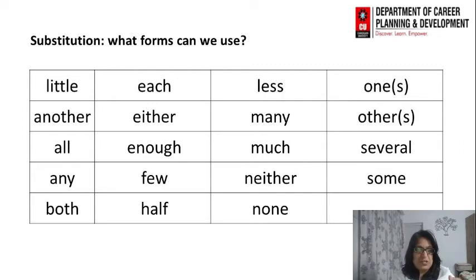The following words that you are seeing in the column below are basically phrases that are commonly used as substitutes. What are these words? Little, each, less, one or ones, another, either, many, other, all, enough, such, several, any, few, neither, and some. Also both, half and none are a part of it. The substitute do. Let's have a look at the substitute one.